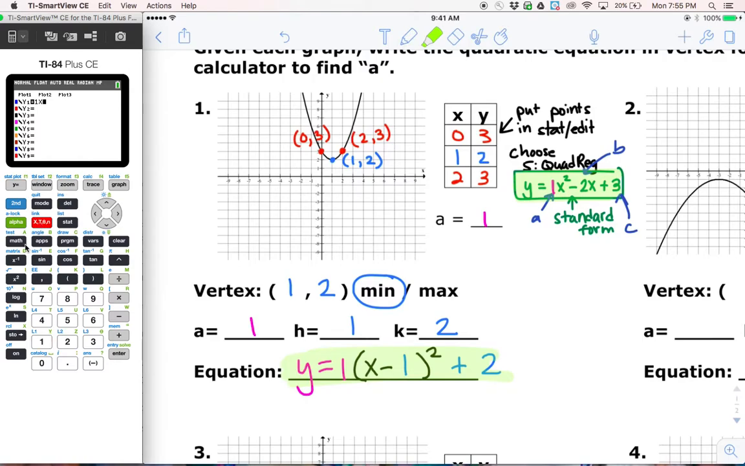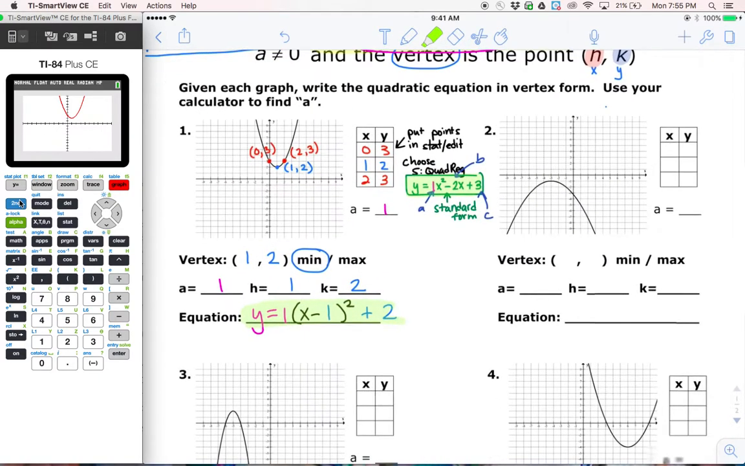So I'm typing in 1x squared minus 2x plus 3, and then I'm going to type in my vertex form, which had a 1 on the outside, which technically you don't really need to type. We got x minus 1 squared. Don't forget the squared or it won't be a quadratic, and then a plus 2. So take a look now when I graph. Here's my first equation, my standard form equation. There's my vertex form equation, right? They're the same thing.